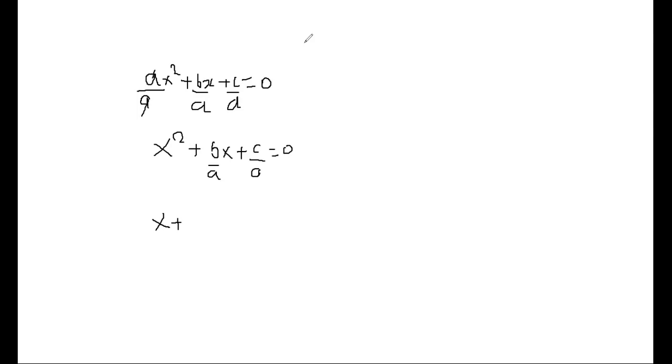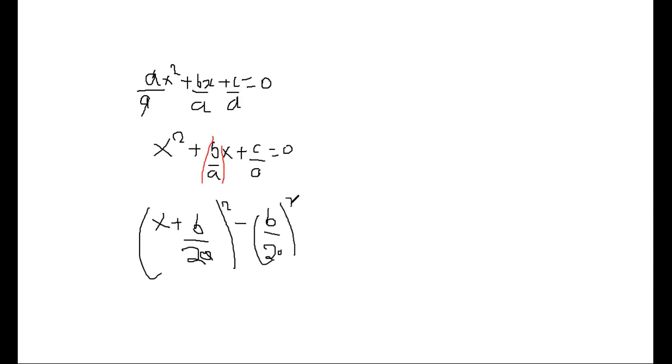And now our b in this case, we are going to take the whole of that into consideration. So instead of having just b over 2, we are going to have b over a divided by 2. We're having b over 2a. Then we square that, minus b over 2a in brackets squared, plus c over a is equal to 0.